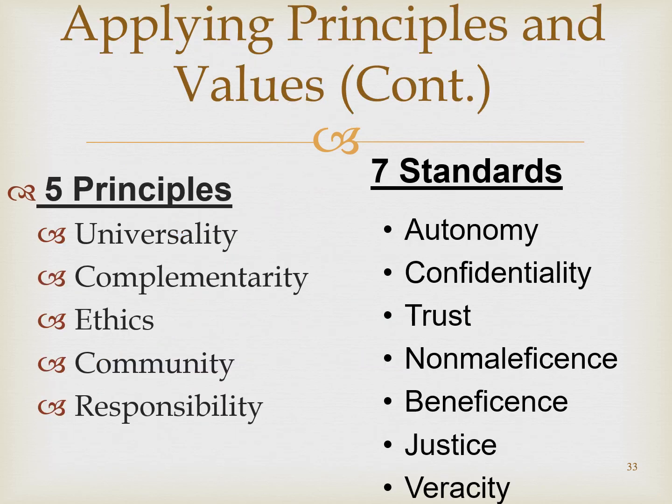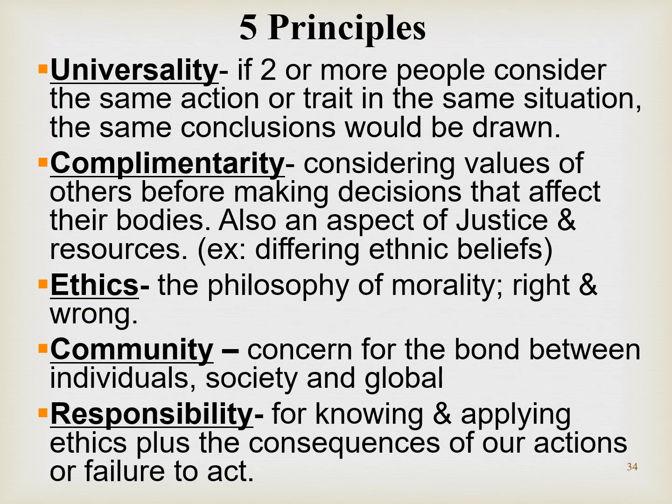So applying the principles and values, there are 5 principles: universality, complementarity, ethics, community, and responsibility. The standards would be autonomy, confidentiality, trust, non-maleficence, beneficence, justice, and veracity. The 5 principles. Universality, what does that mean? It's kind of universal. You can think of it that way. What it means is if 2 or more people consider the same action or trait in the same situation, the same conclusions would be drawn.